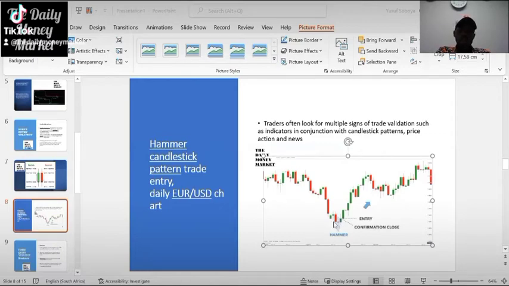So maybe you might not enter on a hammer. When you see the hammer, wait for the following candlestick to form. When it forms and finishes, if you realize that it forms and finishes bullish, above the other candlestick we were talking about, then you can confirm your position and enter your buy and continue with your buy.